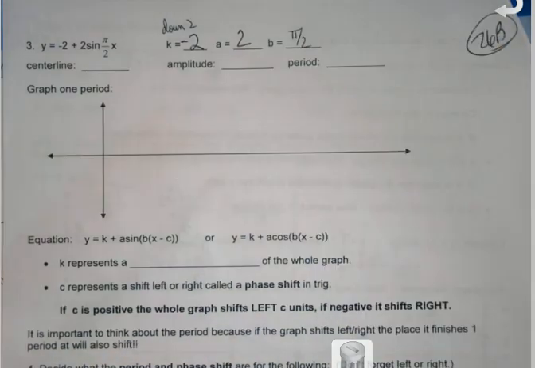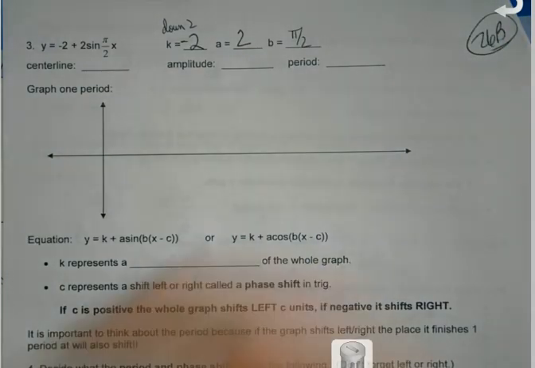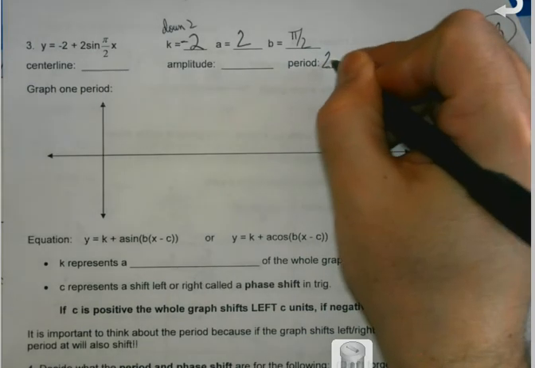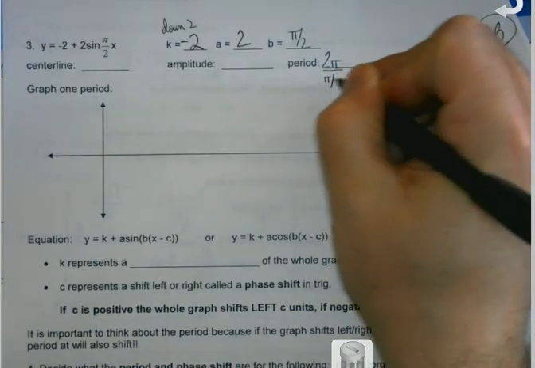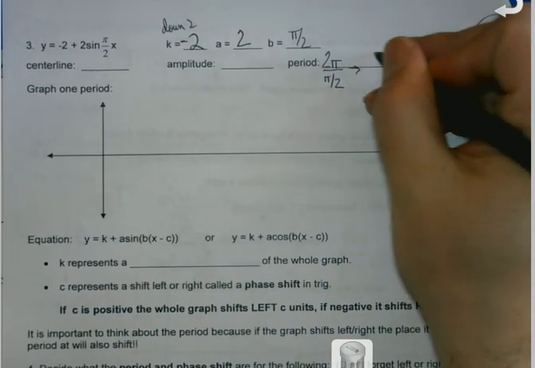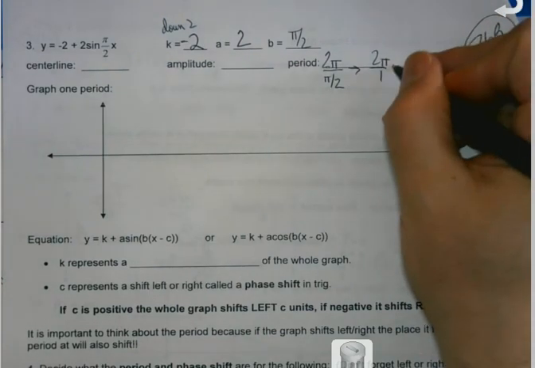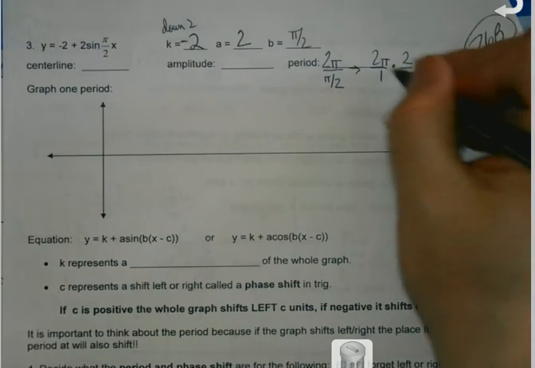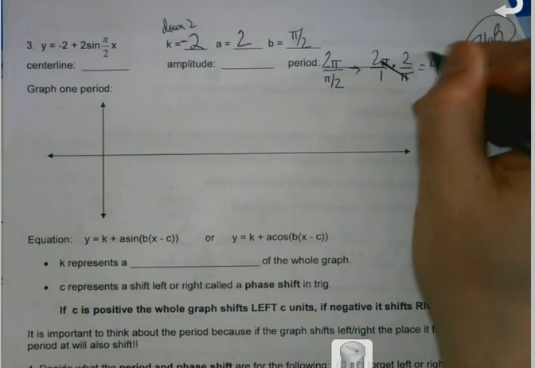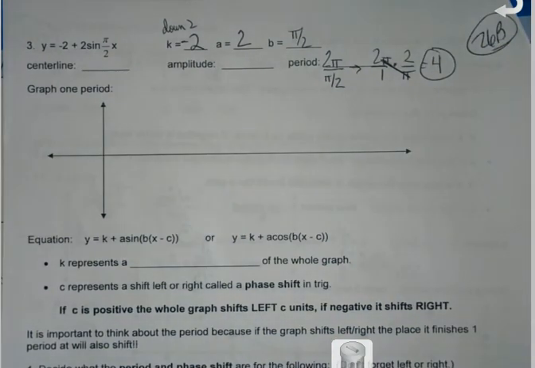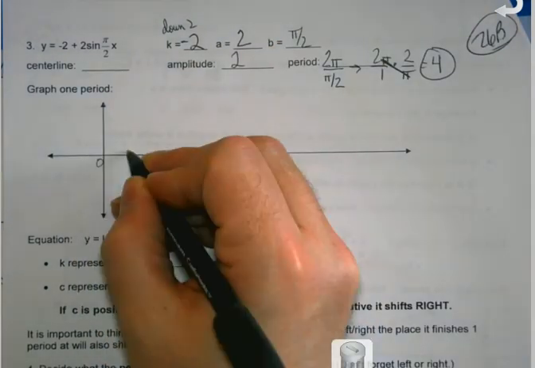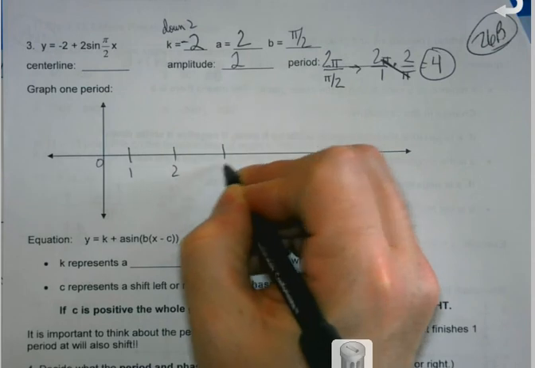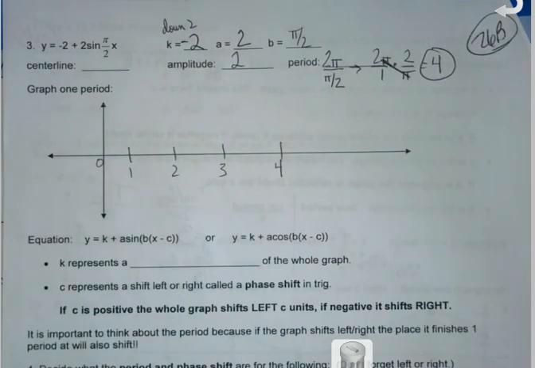Fun times here. So my period is going to be 2 pi divided by pi over 2. Otherwise known as 2 pi times 2 over pi, because I can multiply by the reciprocal. Those guys go away. My period's 4. So that's kind of nice. The period of 4, I don't have to do too much thinking, because we always have those 4 lines out here, so I can just count them off.